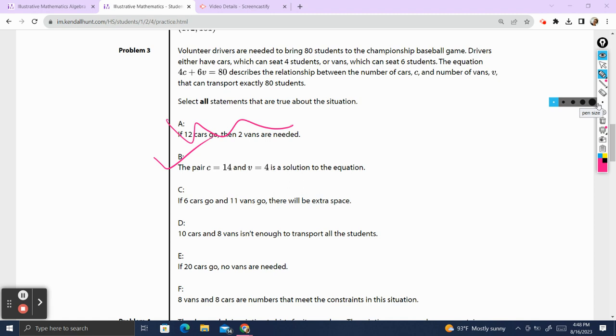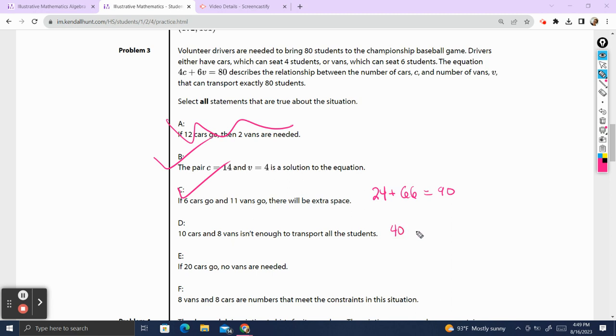If 6 cars go and 11 vans go, there will be extra space. So we're not looking to see if this is true. We're trying to see if we have extra space. So 6 cars would be 4 people per car, 6 times 4 is 24, plus 11 times 6 per van is 66, and that is going to equal 90, which means there will be extra space. Yes, that is true.